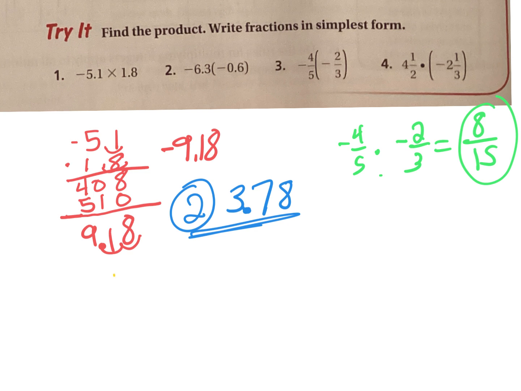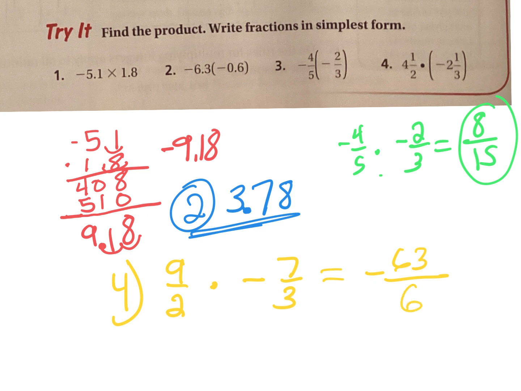Number 4. I'm going to make these into improper fractions. So 4 times 2 is 8 plus 1 is 9, so 9/2, times negative, 3 times 2 is 6 plus 1 is 7, 7/3. Okay, now I just have to multiply across. And I know it's a positive times a negative, so it's going to be a negative. And 7 times 9, 63, and 2 times 3, 6.